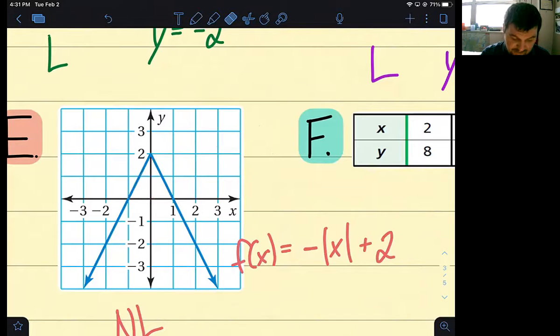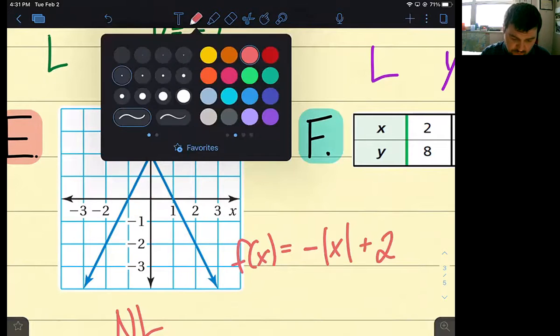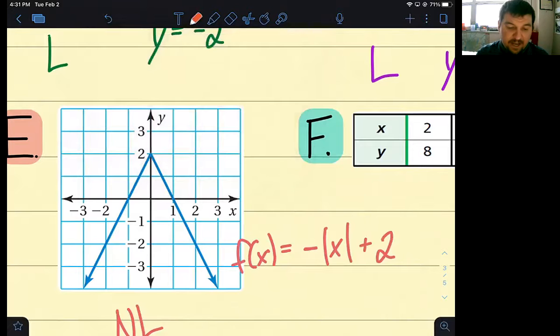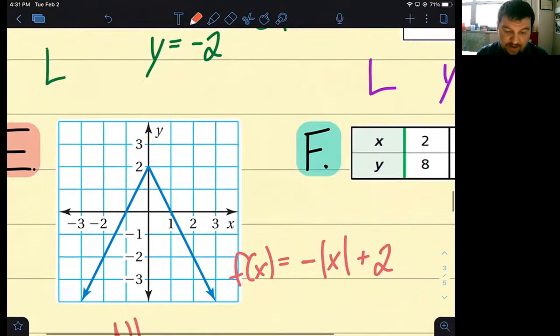And so here's what I mean by that. This hopefully should work, unless there's something I'm not seeing here. Let's say I plug in 3 for x.